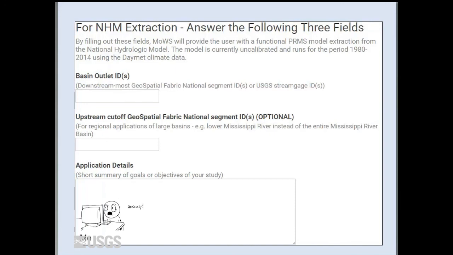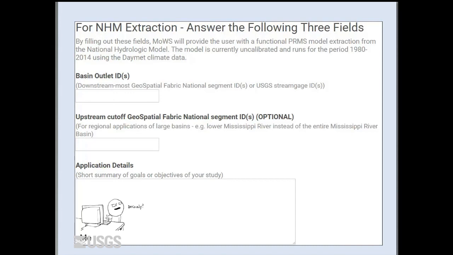So it asks for basin outlet ID, also the upstream cutoff if you're only looking for, like we did for the GCPO, and application details. Right now, we're working on an automated way to provide information, but right now it's pretty much me. You fill this form out, and I get the form, and then I go do the extraction for you and can send it to you.